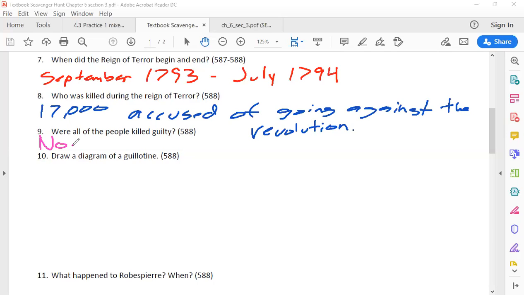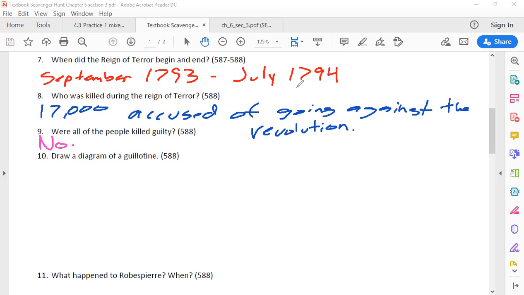So were all of the people who were killed guilty? No. Many, if not most, were falsely accused of going against the revolution. And there's a big, big story there. There are some that were actually quite famous, but we're not going to cover every single little detail because that gets way long.